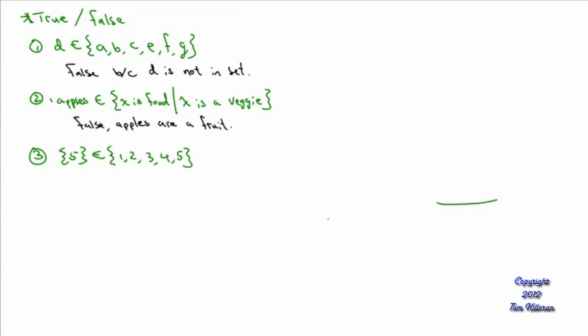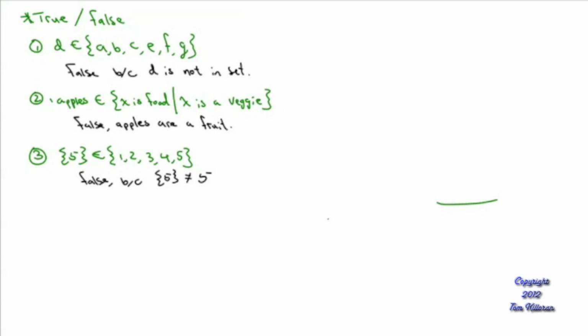See up here, this is just D, and if D was in here, it would also be D, not the set of D. So this one is false, because the set of 5 is not in here. It has to be identical. The set of 5 is not the element 5. They are different.